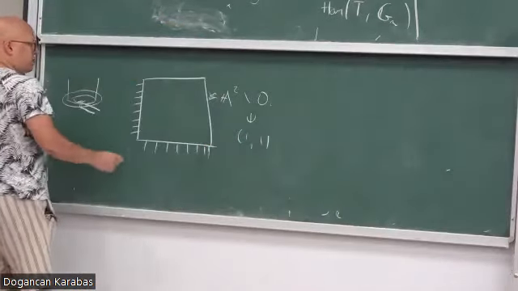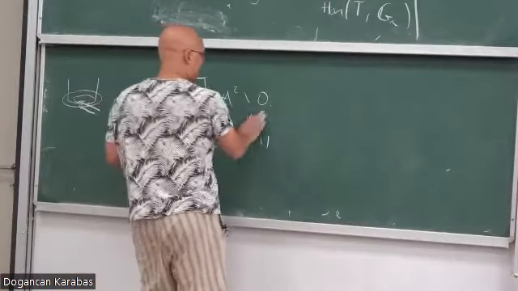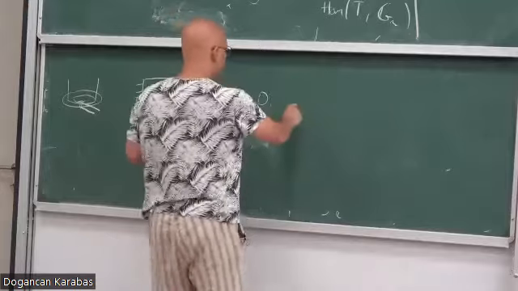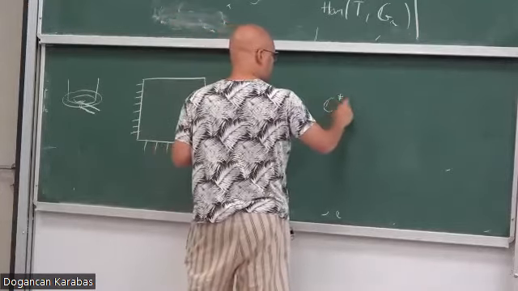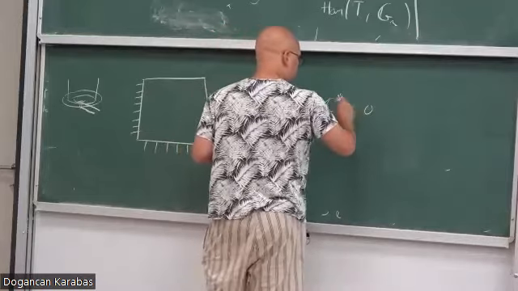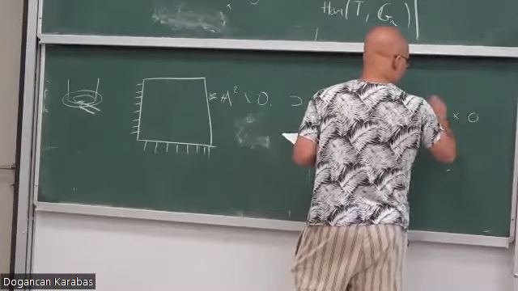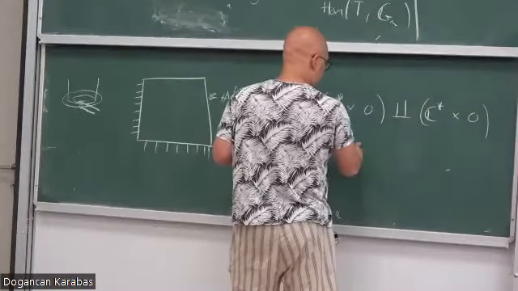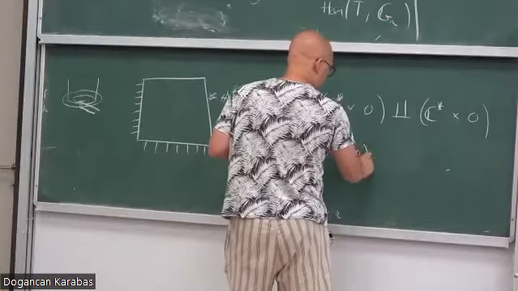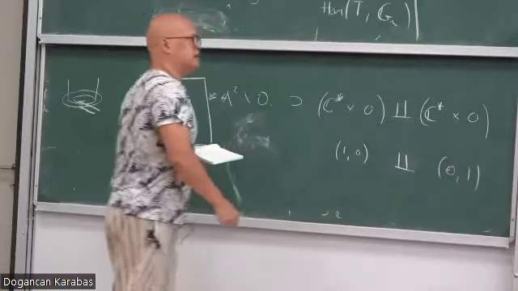Okay, I should draw the same. So inside here I have a C star cross 0, disjoint union C star cross 0, this kind of thing. And then I have the 1, 0, disjoint union 0, 1 inside there.